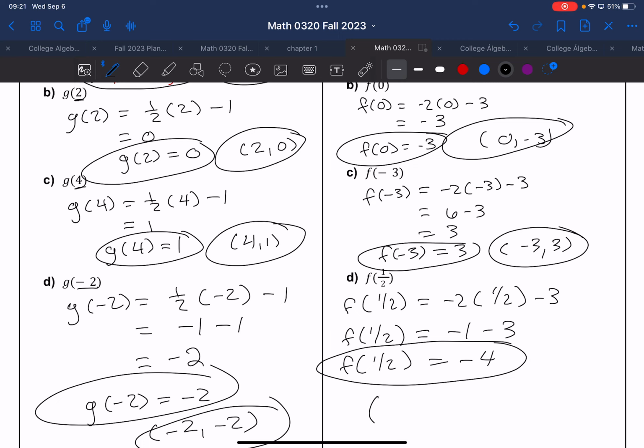If we were to write this as a point, would we have a fraction in our ordered pair or a decimal? A decimal. So how would we write that ordered pair? 0.5, good, 0.5 comma negative 4. The reason I changed it into a decimal is that it's easier to plot a decimal on a graph than a fraction. This fraction's easy because we all know what 1/2 is, but if you had something like 7/8, it would be easier to turn it into a decimal.